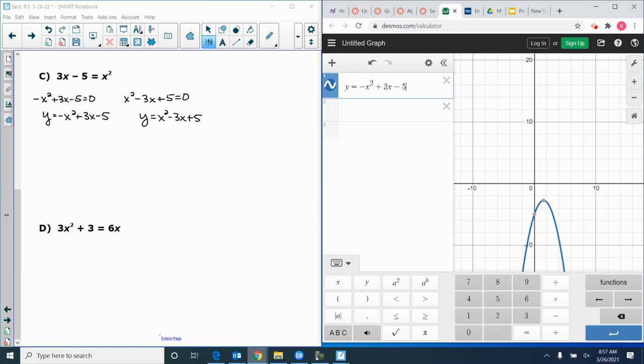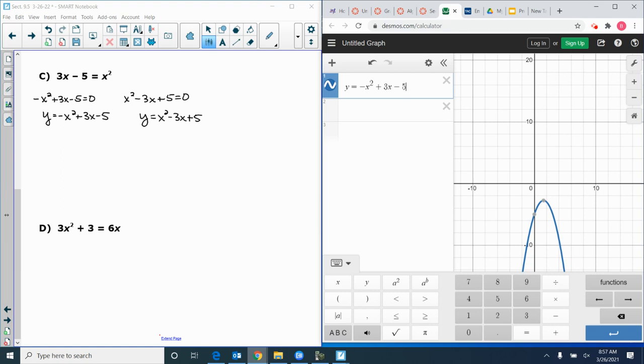Okay, what does that tell us? We are looking for the solutions to that equation. Does it hit the x-axis? No. So what's our answer? No solutions. Okay, and technically this is where we say no real solutions because it doesn't hit.